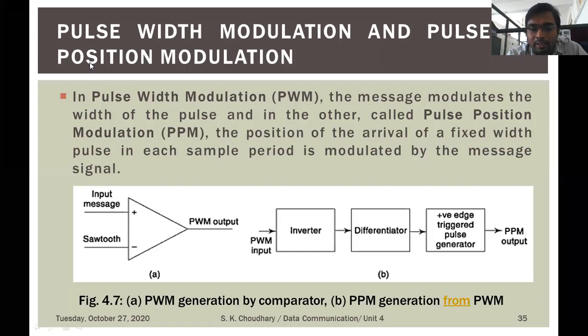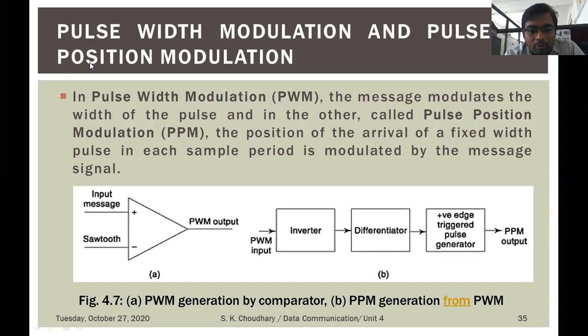So let us see the architecture. The PWM input is given to the inverter, and after the inverter the signal is differentiated with the help of a differentiator, and then the differentiated signal is fed to the positive edge triggered pulse generator, and finally we obtain the pulse position modulated output. Okay, so now we will see in detail how this process goes.